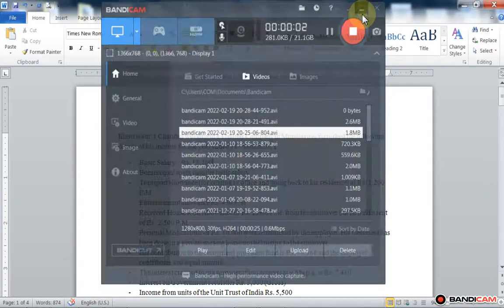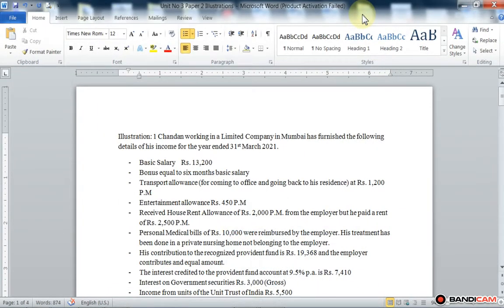Hello students, in our previous lecture we started unit number 3 in paper 2, that is computation of total taxable income of individuals. In our previous lecture we studied all the theoretical parts relating to unit number 3, and we also solved 5 illustrations on computation of income from salary.